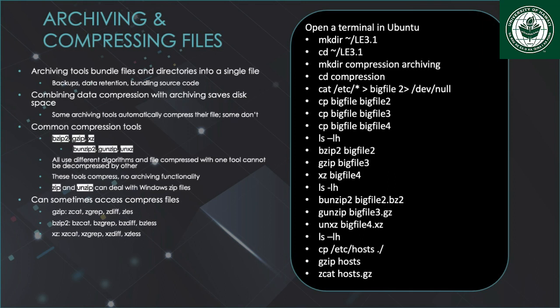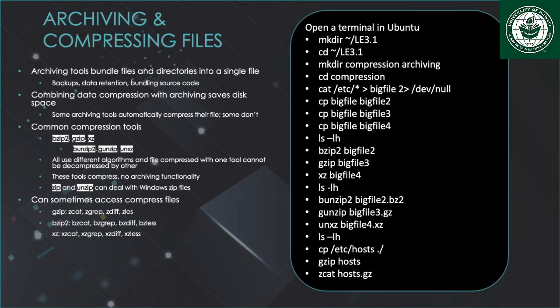Now, which is best? Spoiler alert, there isn't a best, because every tool or algorithm has trade-offs, whether it's speed, RAM usage, CPU usage, faster or slower decompression than compression, et cetera. Now, among the other trade-offs, gzip is the most widely used. Bzip2 has the best compromise between compression ratio and speed, and xz has the highest compression. Now, none of these compression tools provide archiving functionality, so you'll have to use another tool for that, like tar.